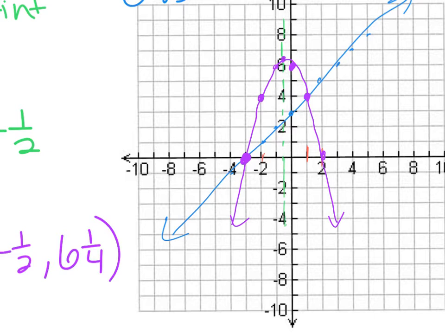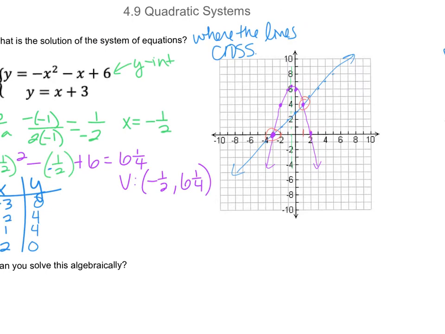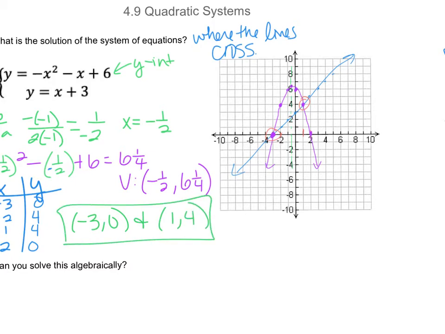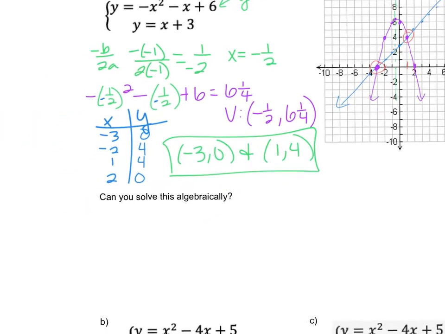Okay, so our answer to this equation, remember it's the solution where it crosses, and this time it crosses twice. So it is this point and this point. So our solution for this system of equations is the point negative 3, 0, and then the point 1, 4. So those are our solutions. Okay, that was a lot of work.